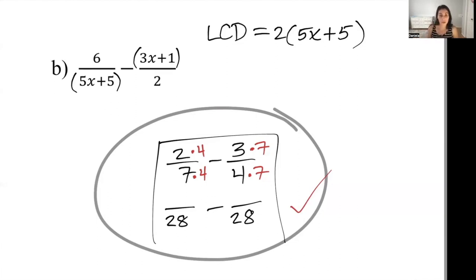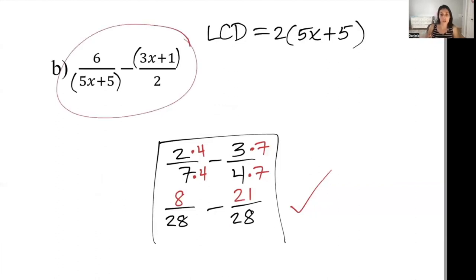Anyway, right? So then you would end up having 2 times 4, which is 8, and then 3 times 7, that would be 21. And then now you have common denominators, and you would go ahead and combine the numerators, right? So we're going to do the same thing back to algebra 2, right? So the harder stuff. So the same idea, right? You're going to multiply by the other denominator. This I'm going to multiply times 2. And this one I'm going to have to multiply 5x plus 5.